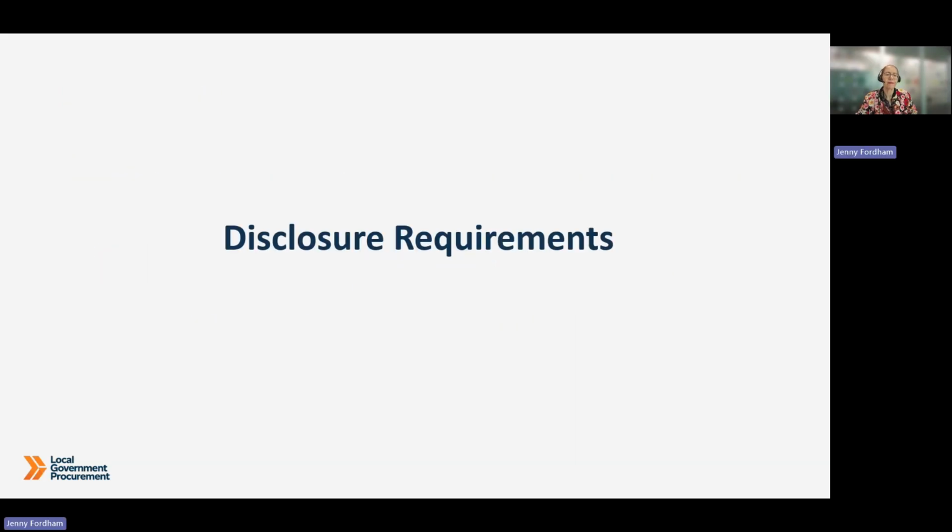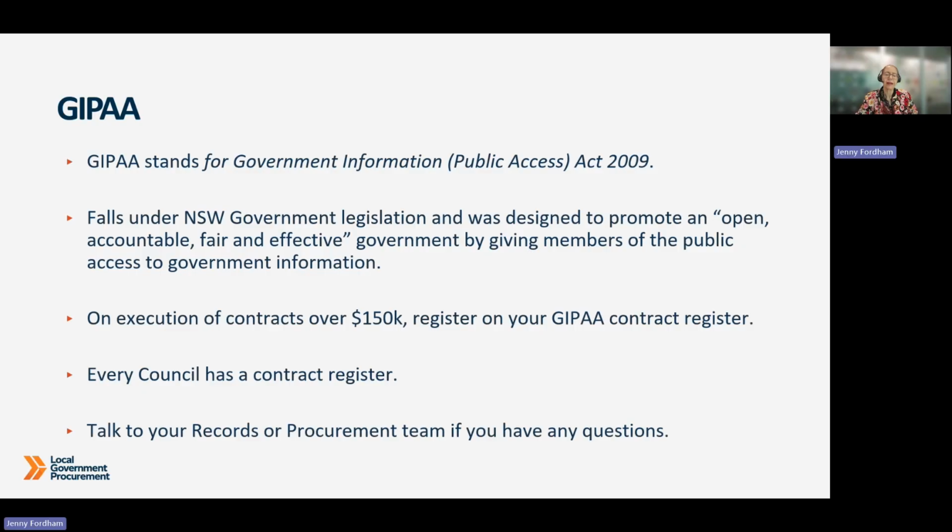Disclosure requirements. GIPA. GIPA stands for Government Information and Public Access Act 2009. Falls under New South Wales government legislation and was designed to promote an open, accountable, fair and effective government by giving members of the public access to government information.